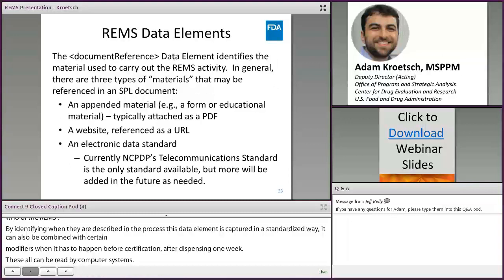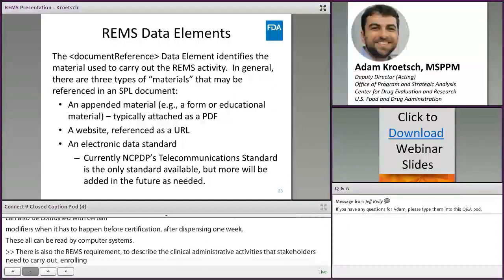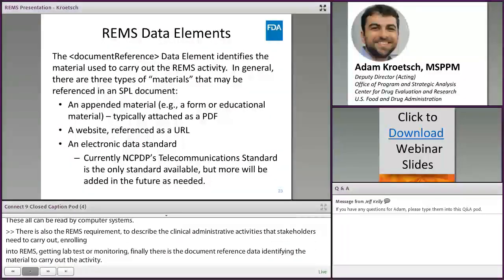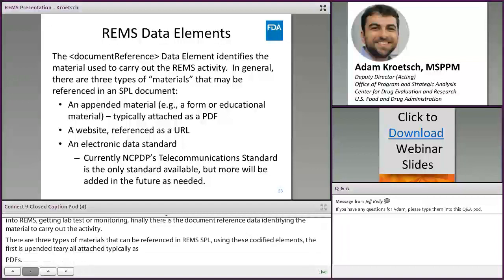And then finally, there's the document reference data element, and that identifies the material used to carry out the REMS activity. And in general, there are 3 types of materials that can be referenced in REMS SPL using these codified data elements. The first is the appended materials that are attached, typically as PDFs. Second, you can reference a URL in a REMS SPL file. Or third, you can reference an electronic data standard. For example, sometimes REMS information can be exchanged electronically using data standards that prevent people from having to print out or fax or email information back and forth. So that data standard can be referenced in the SPL.